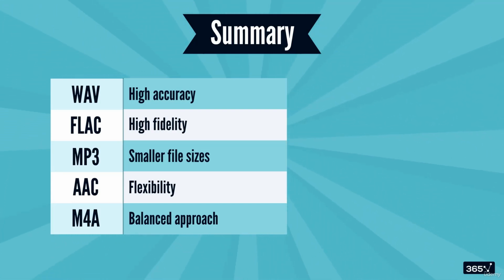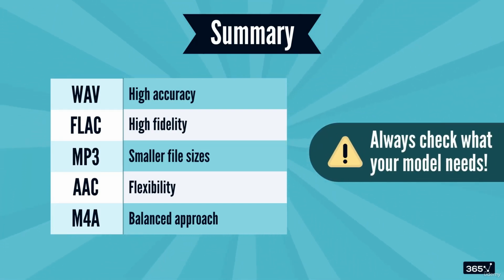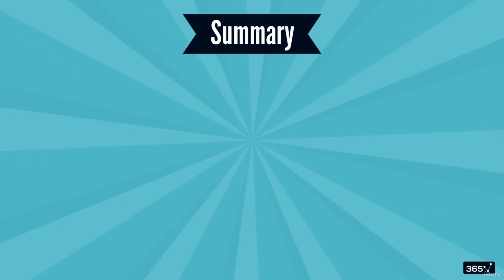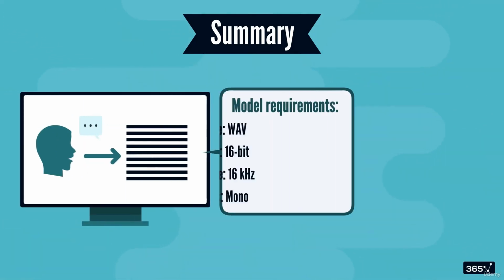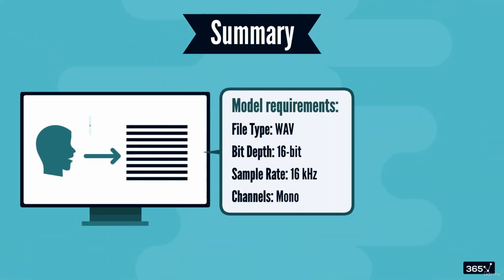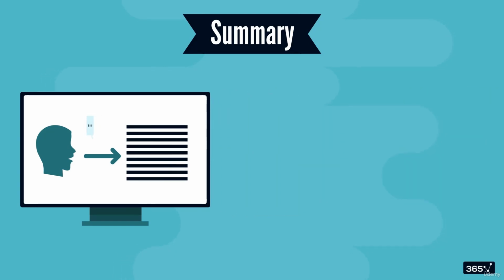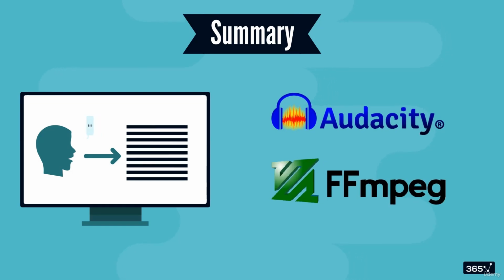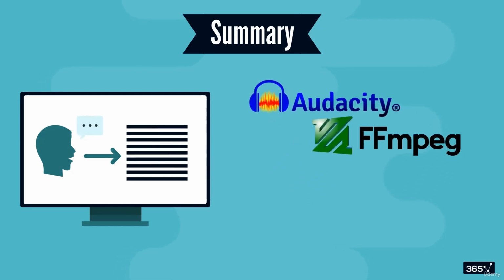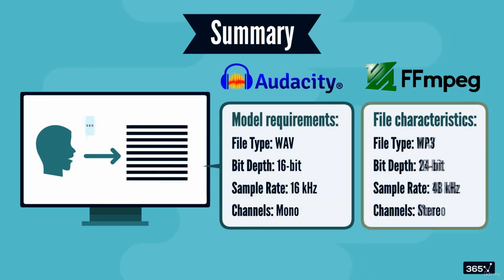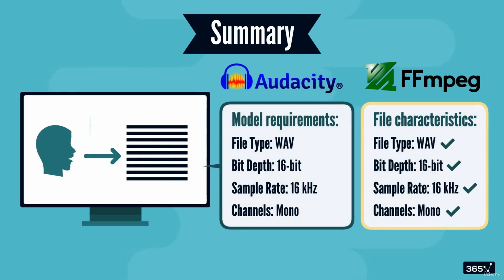What is crucial is to always check on what your model needs. Some speech-to-text tools might expect a WAV file with a specific sample rate, while others might even work with highly compressed MP3s. And if your audio isn't in the required format, you could convert it using various tools and methods. For example, you can use free software like Audacity or FFmpeg to change the format and adjust the sample rate, ensuring compatibility with your chosen speech recognition system.